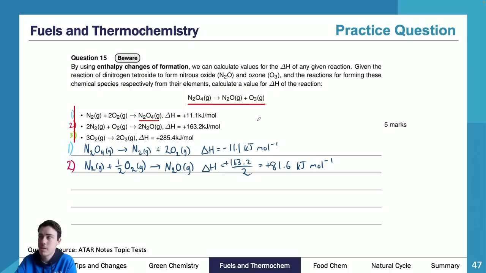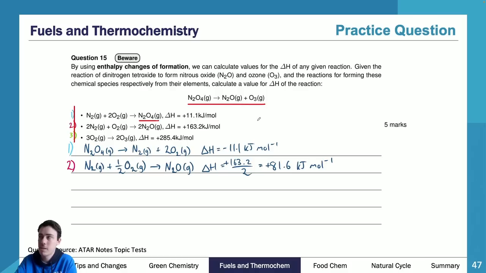Again, I end up with a 1.5, which I don't like, but for now it's okay because all I need to do is get everything in the form I want it. And again, I've halved my delta H. Now what I do is I add them together. So I add all 3 of these together.